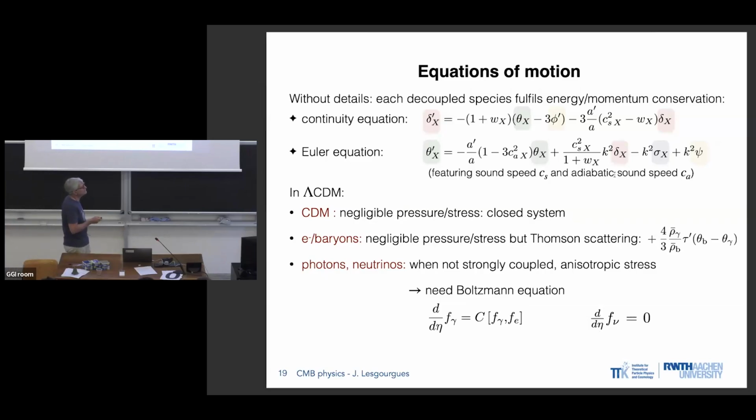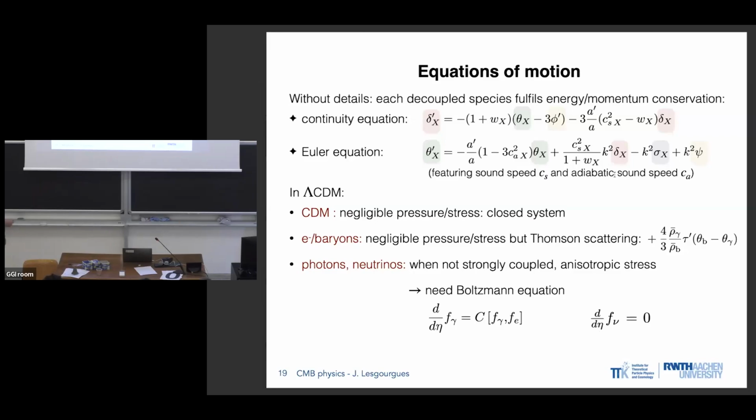And on the right-hand side, we find delta, theta, and metric fluctuations. We also find anisotropic stress here. That's a problem because it means that when I have anisotropic stress, these two equations do not form a closed system. But that's not the case, at least for cold dark matter. For cold dark matter, we have negligible pressure and stress, so we have a closed system.